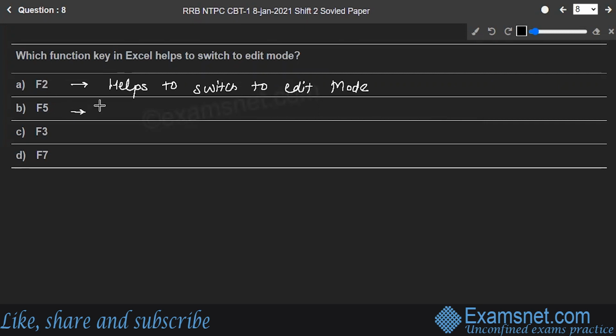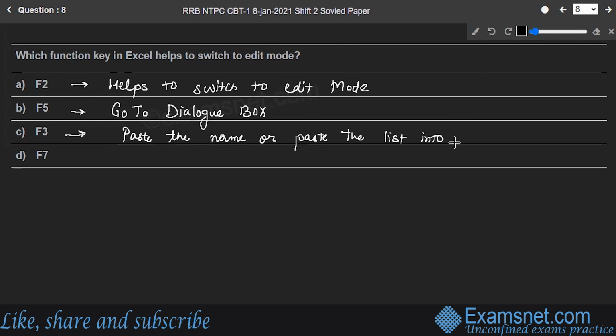Next, F5, if we talk about this, displays the Go To dialog box. This box will list down the valid named ranges available in the opened Excel workbook. Then is F3. This helps in Excel to paste the name or paste the list into the selected cell, as displayed in the below image.